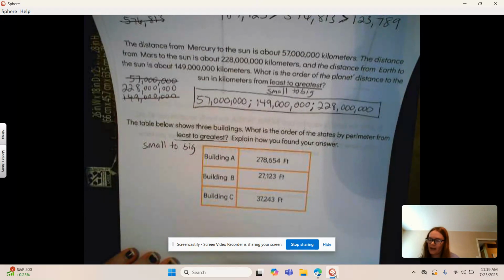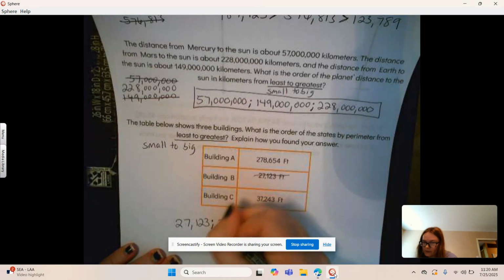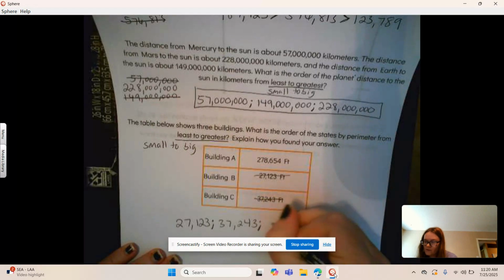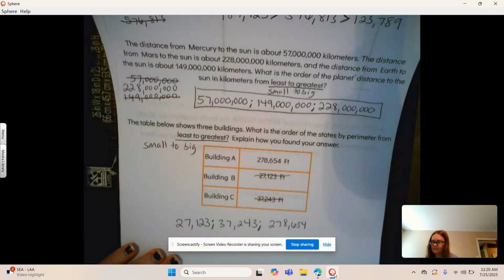Good. So we're going to write 27,123 with a semicolon to show that we're going to do some more. And we're going to go ahead and mark that one out. Okay, obviously this one is the next smallest since it doesn't have 100,000s place. That's going to be 37,243 with a semicolon to show there's a next number. And then 278,654 is the last one.